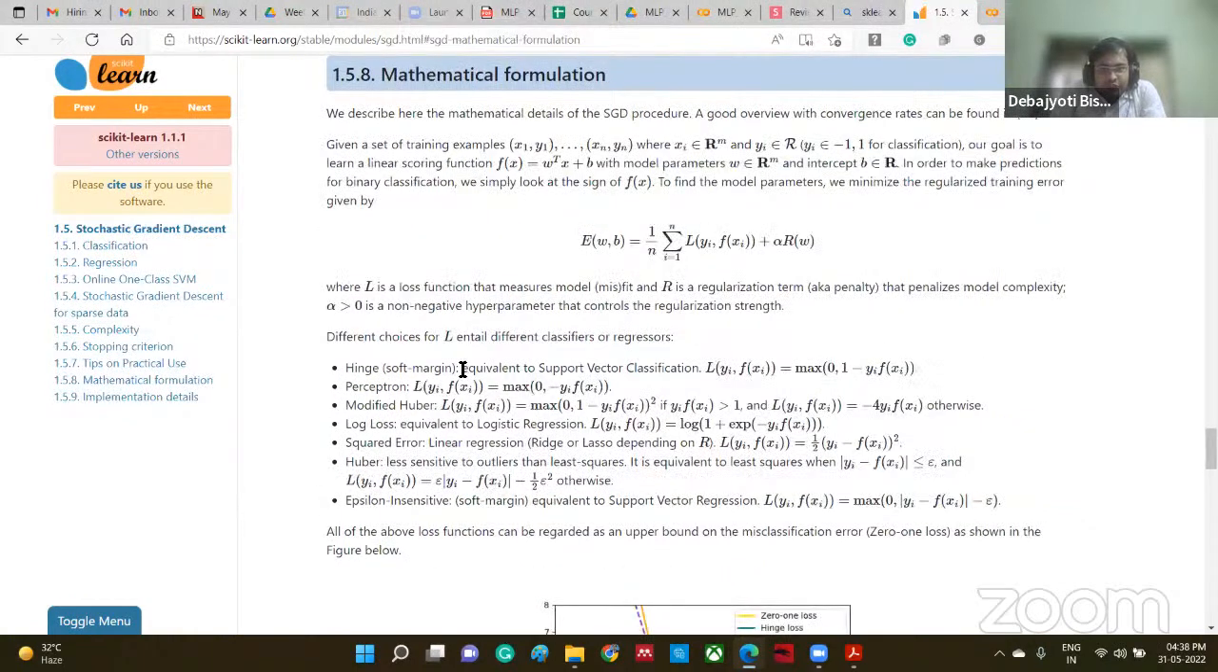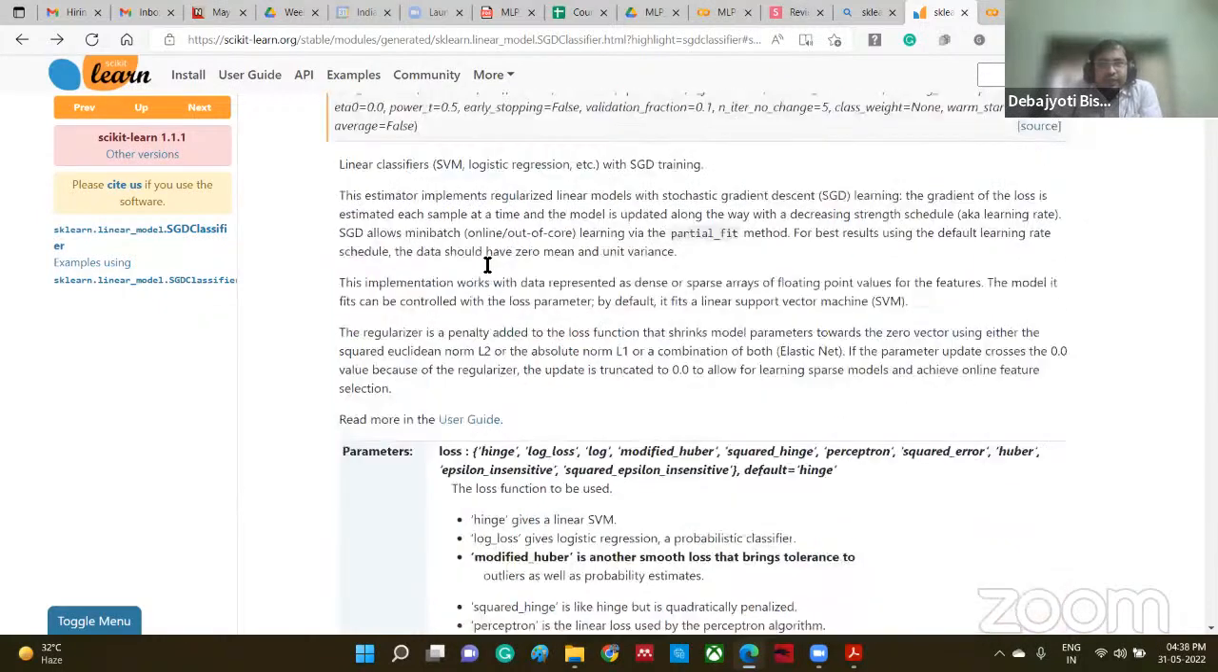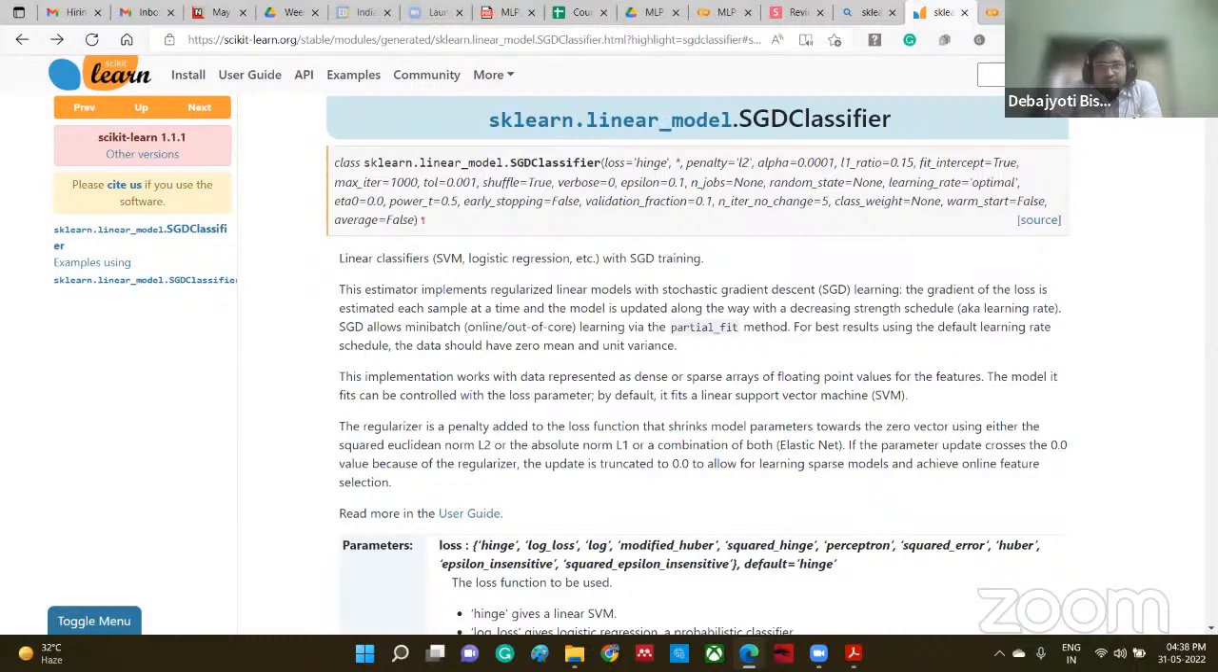Like hinge loss, this is the SVM classification hinge loss. So there are different choices of loss function. L is the loss function that measures the model misfit, and R is a regularization term, and so on. Different formulae are there for different loss functions. Just remember for the time being, as far as sir has given in the slides, hinge is the default. Hinge gives a linear SVM. Okay, let's see whether hinge is there. Yeah, so loss equals hinge. Okay.